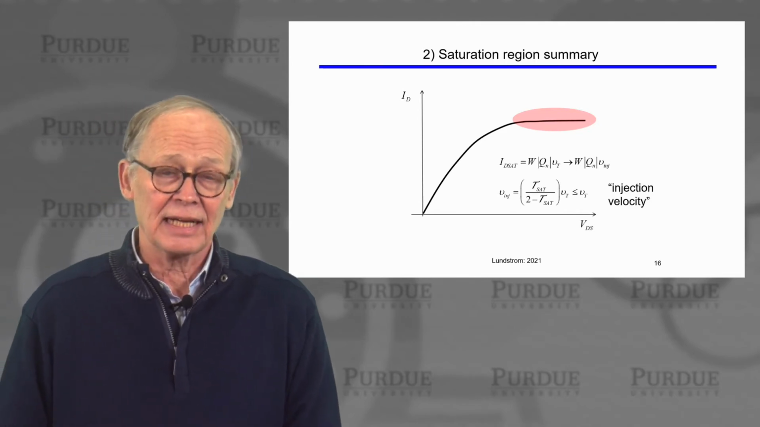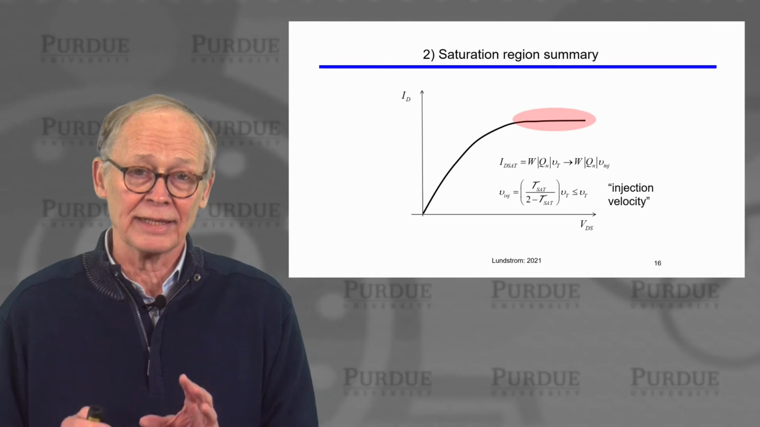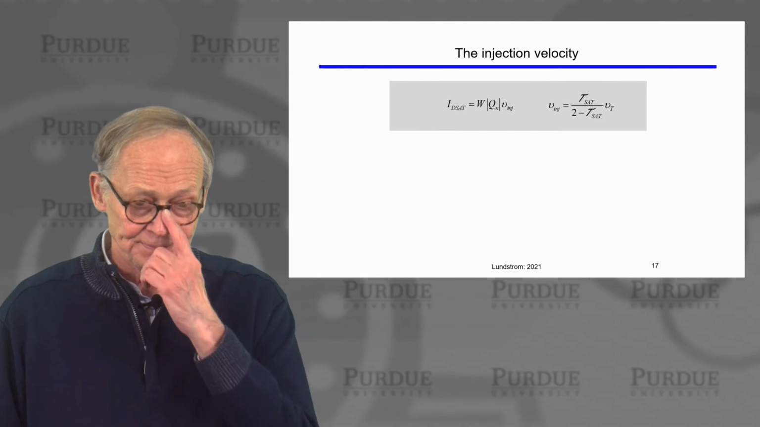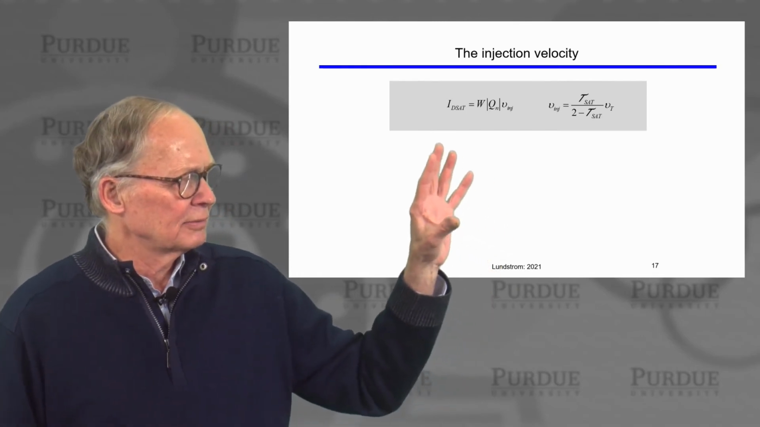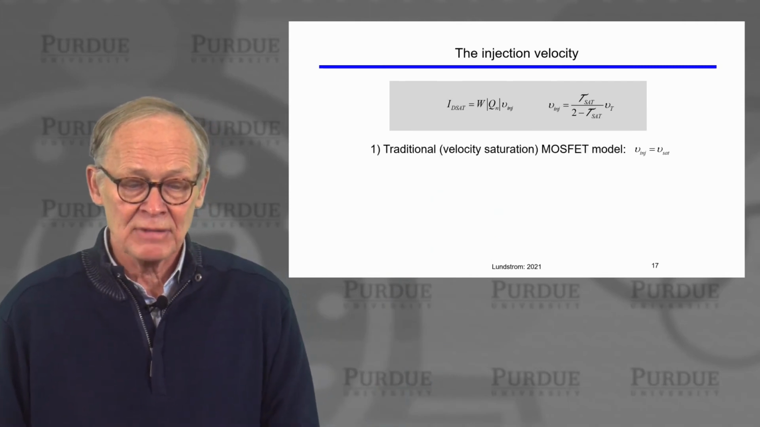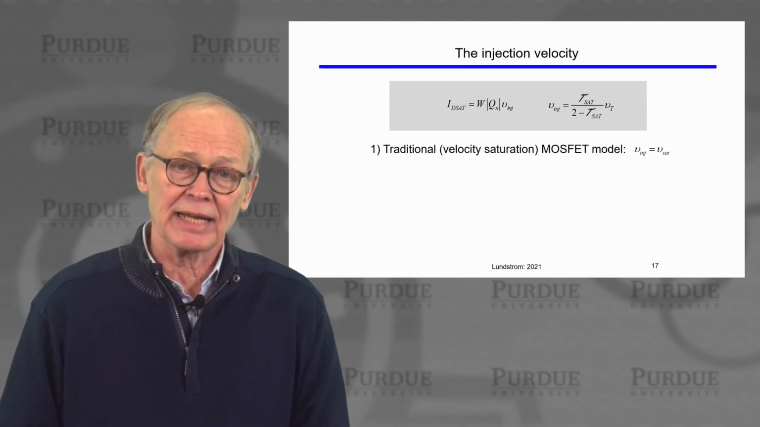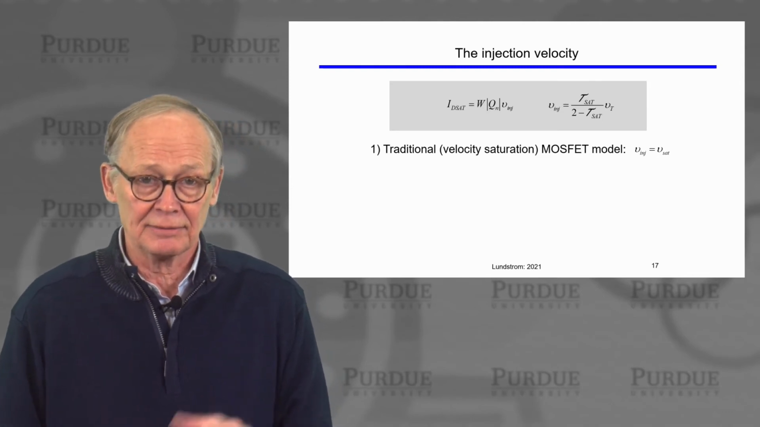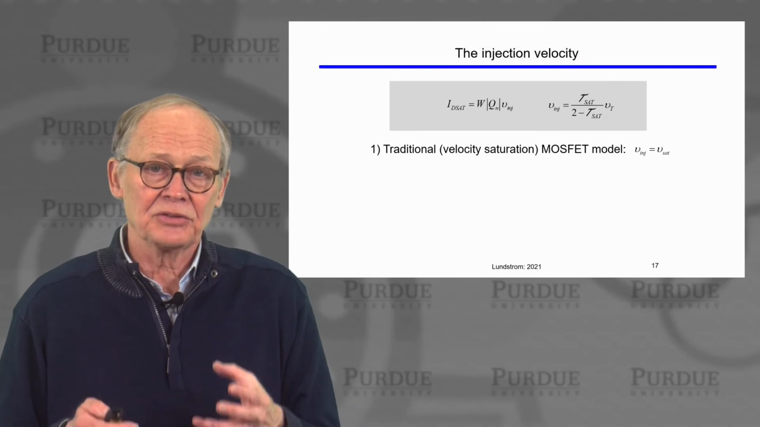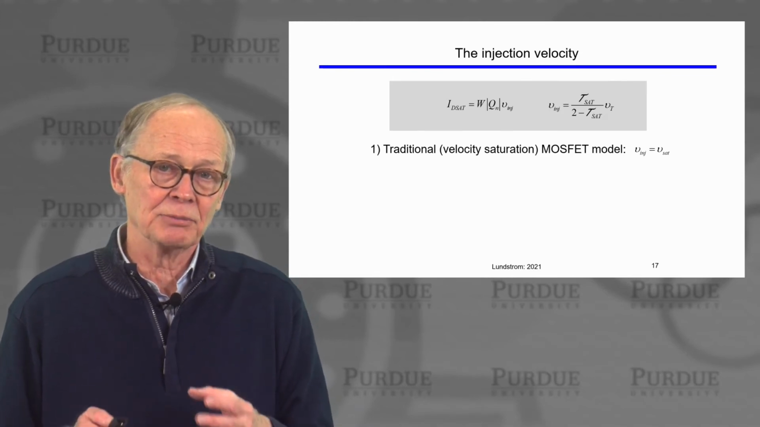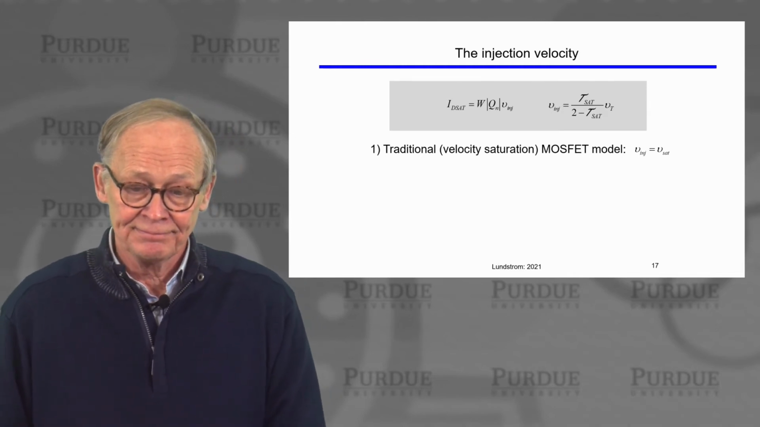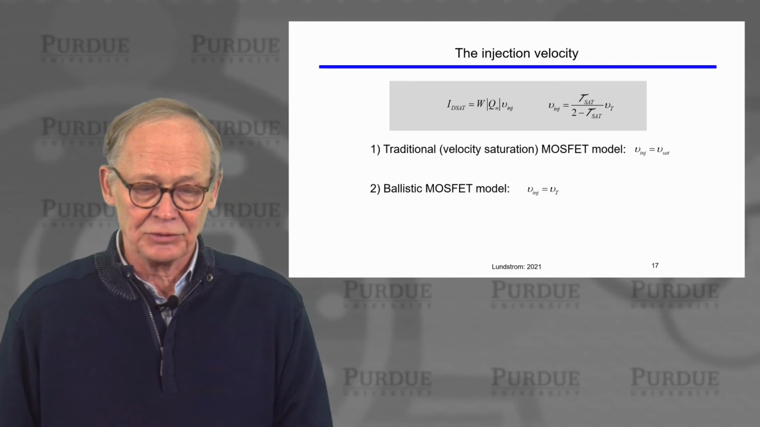So this injection velocity is going to play an important role in our thinking about nanoscale field effect transistors. Let's take a brief look at this injection velocity. The traditional velocity that we would have under saturated conditions would be the high field saturated velocity that we would measure in a bulk semiconductor. And the velocity saturates there due to strong scattering. That's not what we find at the nanoscale.